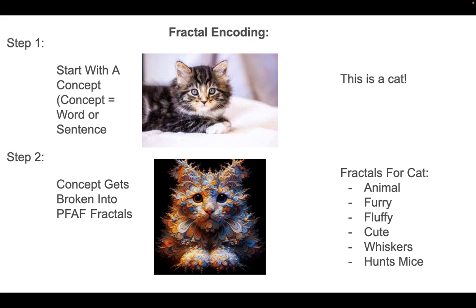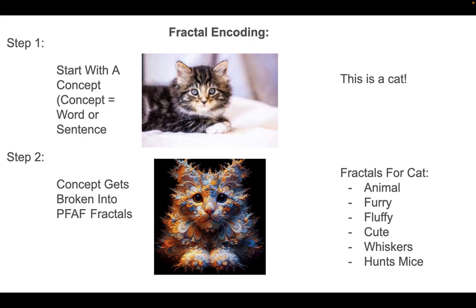Starting off with fractal encoding, just like you would have decoding and encoding for word vectors. Step one is that you start with a concept, and the concept in this instance can be either a word or a sentence. In this instance, we're looking at the concept of this is a cat. Then step two is that the concept gets broken into PFAF fractals. That's what we're looking at here in the image: the cat is being broken into fractals.